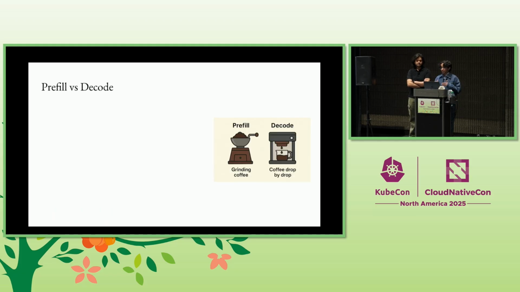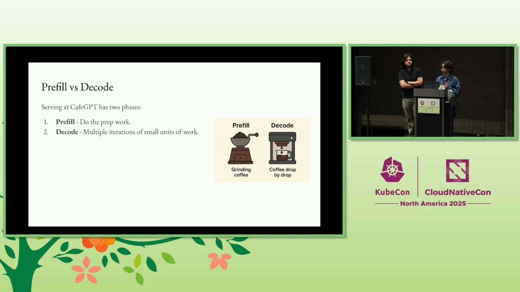So with KV caching in place, we now have 2 separate phases in our serving process at CafeGPT. The first phase is called prefill. This is where you do all the prep work, you grind your coffee beans, and you gather all the ingredients that you need. Next, once this is done once for your request, you can start your decode process, which is multiple iterations of small units of work where you're just waiting for drops of coffee to come out. We'll keep coming back to this analogy to make things clearer.